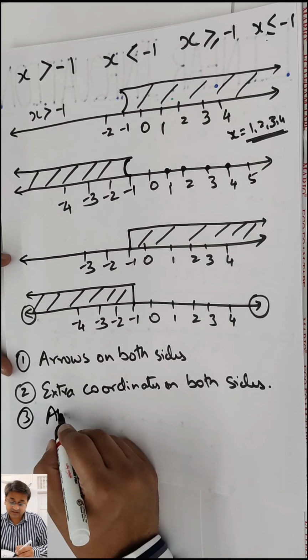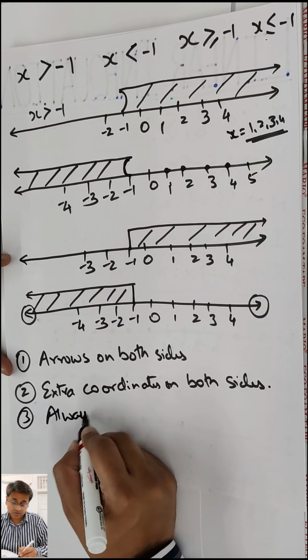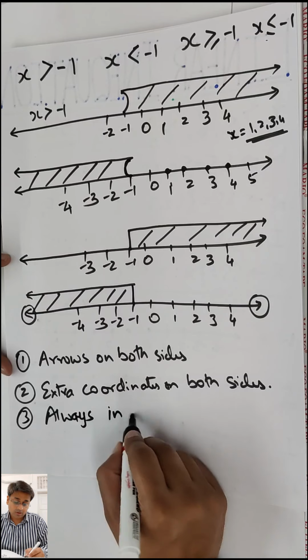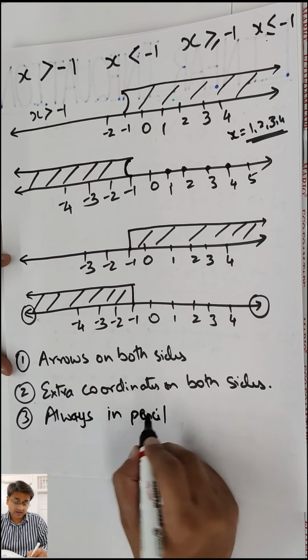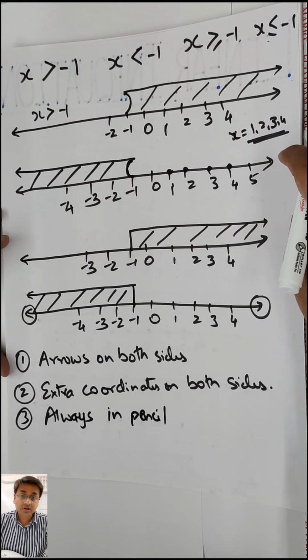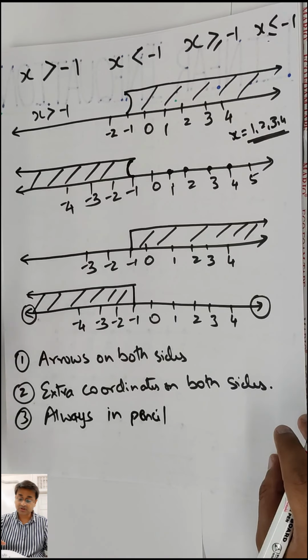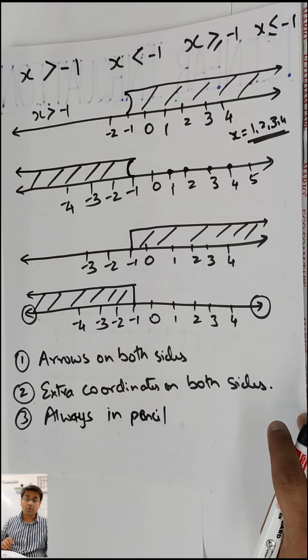Number 3, always in pencil. You can never use pen. Always in pencil. Never use pen. Otherwise you will lose 1 mark. Okay, so these three prerequisites you should know very well.